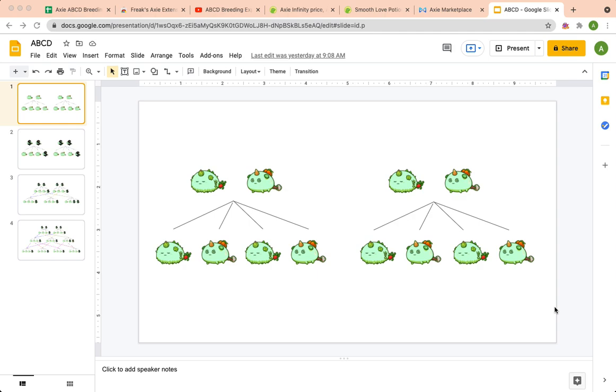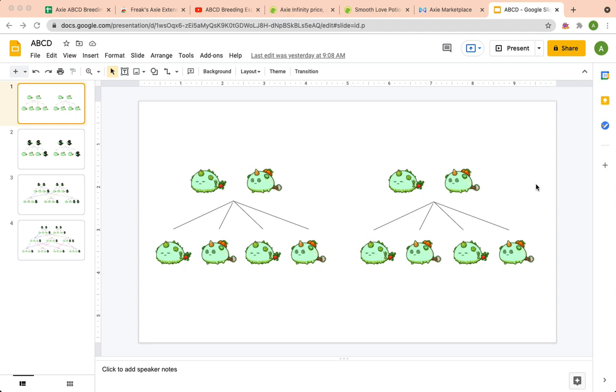So an intro to the ABCD method. It is named that way basically because you start with four axes, A, B, C, D. And so you should obviously do your research on what types of axes you want to breed, what kind of genes you want to breed for, what's relevant in the meta right now. But otherwise, you get four. You want to get pure ones if you can, that's generally the best way to go, so that you have more predictability around what subsequent axes' genes might be.